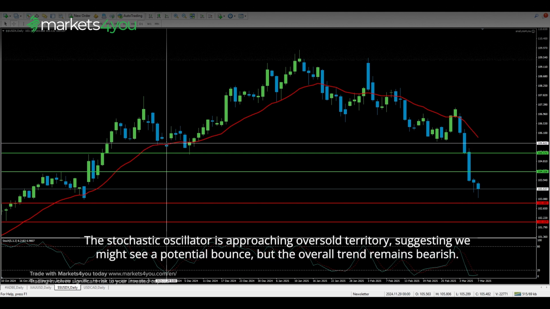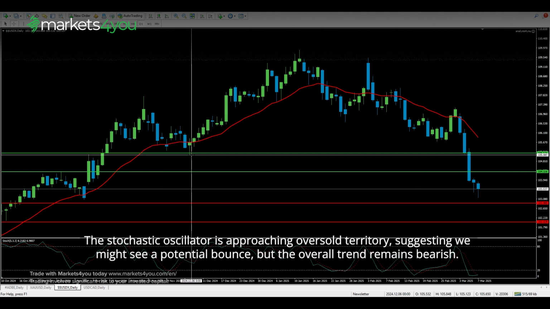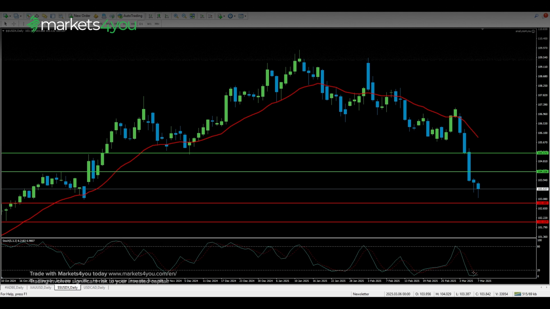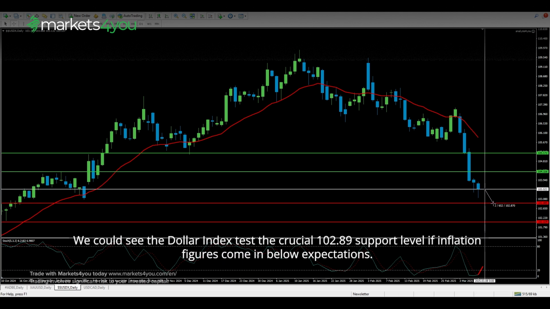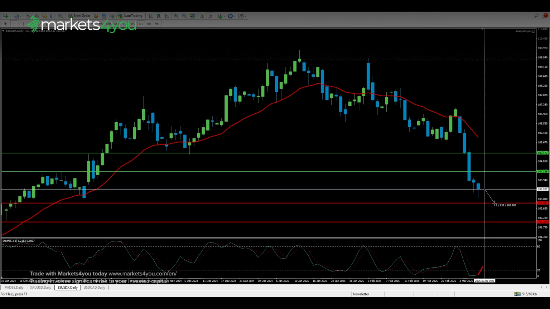The stochastic oscillator is approaching oversold territory, suggesting we might see a potential bounce, but the overall trend remains bearish. With US inflation data ahead on Wednesday, the index typically shows increased volatility during such periods. We could see the dollar index test the crucial 102.89 support level if inflation figures come in below expectations.